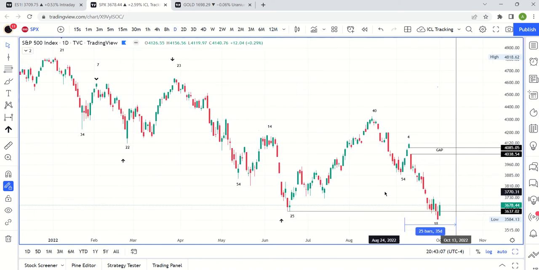So let's get into the chart. This is the S&P. This is a daily chart. So we're looking at the daily cycle here.